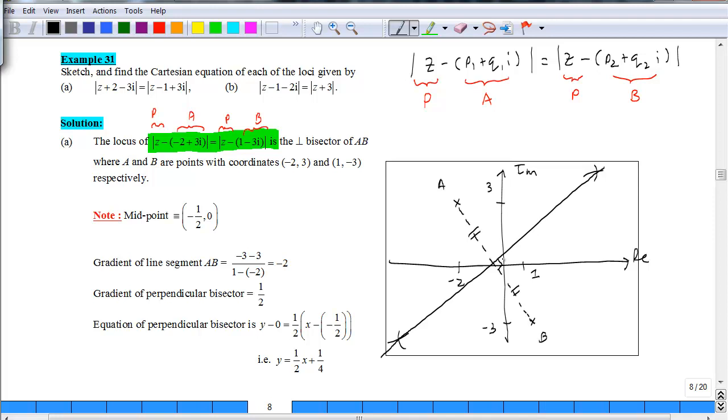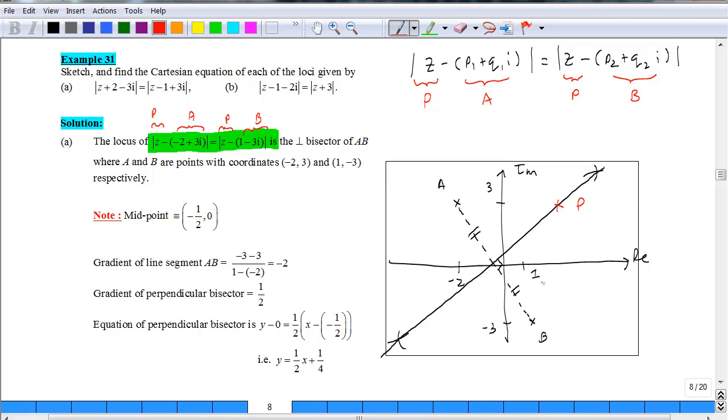Right, so the locus of the complex number z is represented by all the points on the line. Okay, so like what we have discussed before, any point on this line, if you were to connect it to the point A and the point B, the distance from A to P and P to B is always the same, and that actually satisfies the equation. Alright, so some other things to take note of.